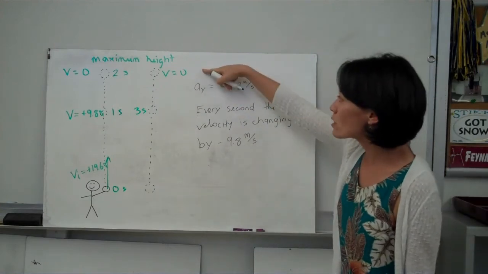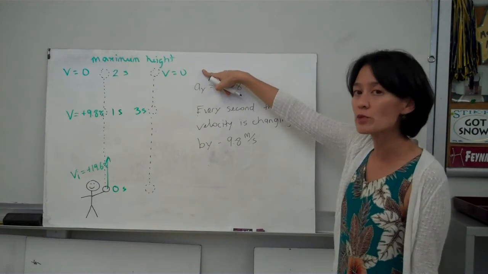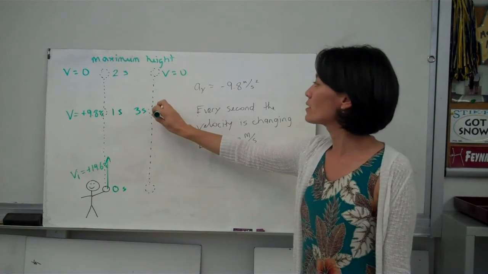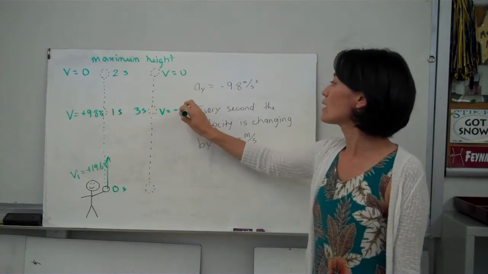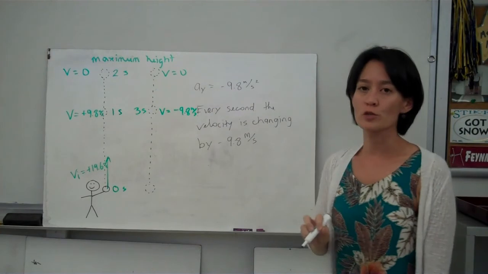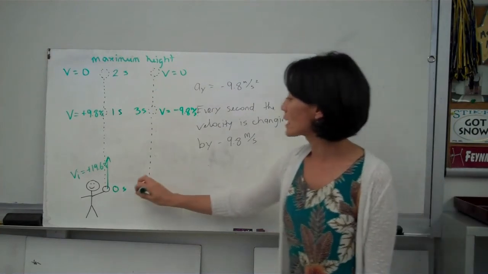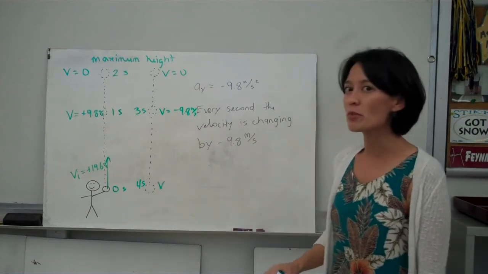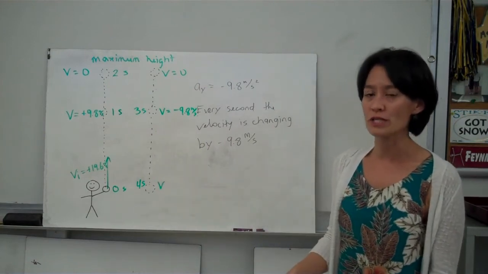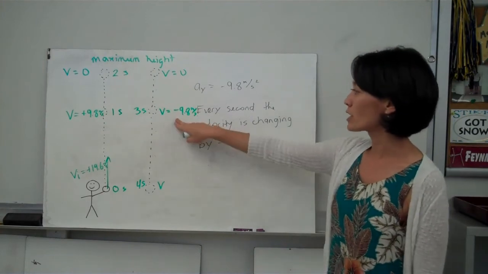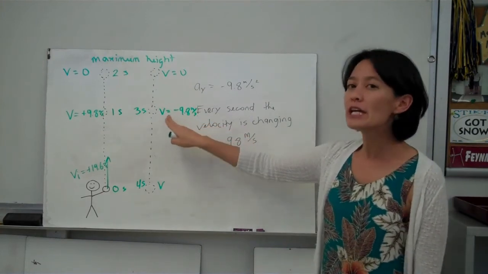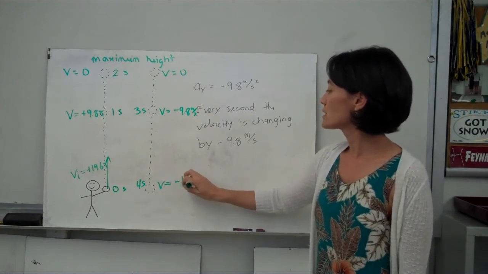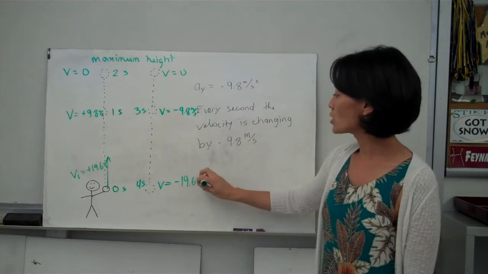So if my velocity was 0 and my velocity is going to change by negative 9.8 meters per second, what that means is right here my velocity is going to be negative 9.8 meters per second. And then 1 second later, so I'm down here at 4 seconds, my velocity is going to have to change by another negative 9.8 meters per second. So again, let's walk through it. I start at negative 9.8. I'm going to change by negative 9.8. So I will now be negative 19.6 meters per second.